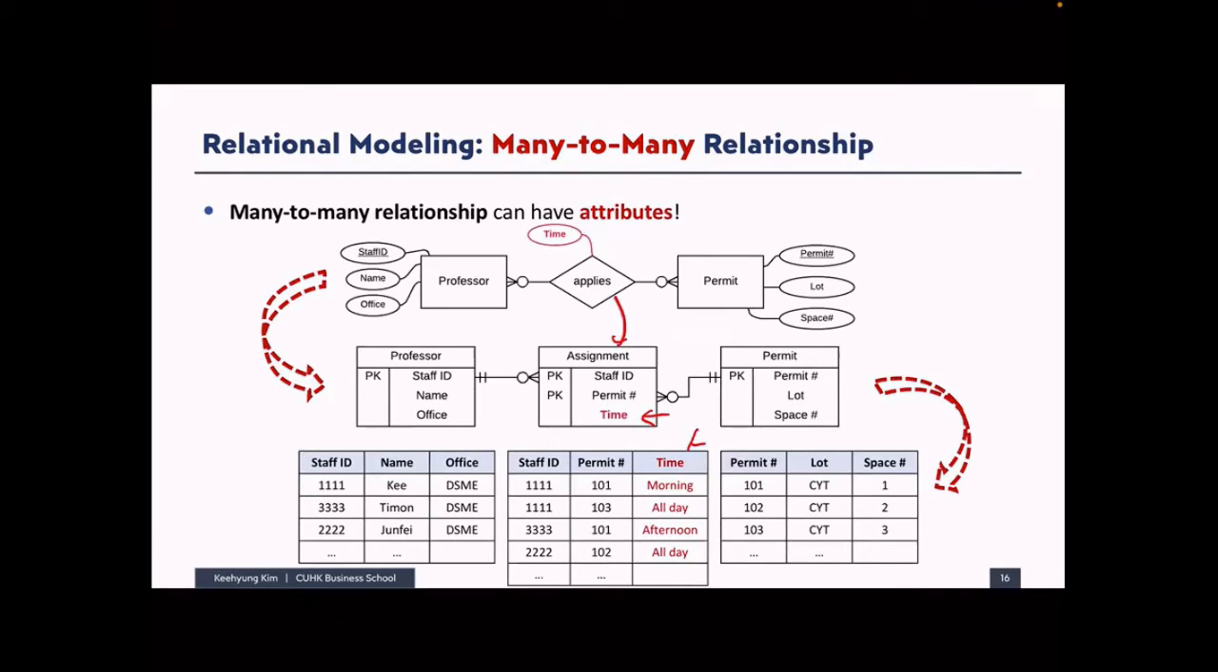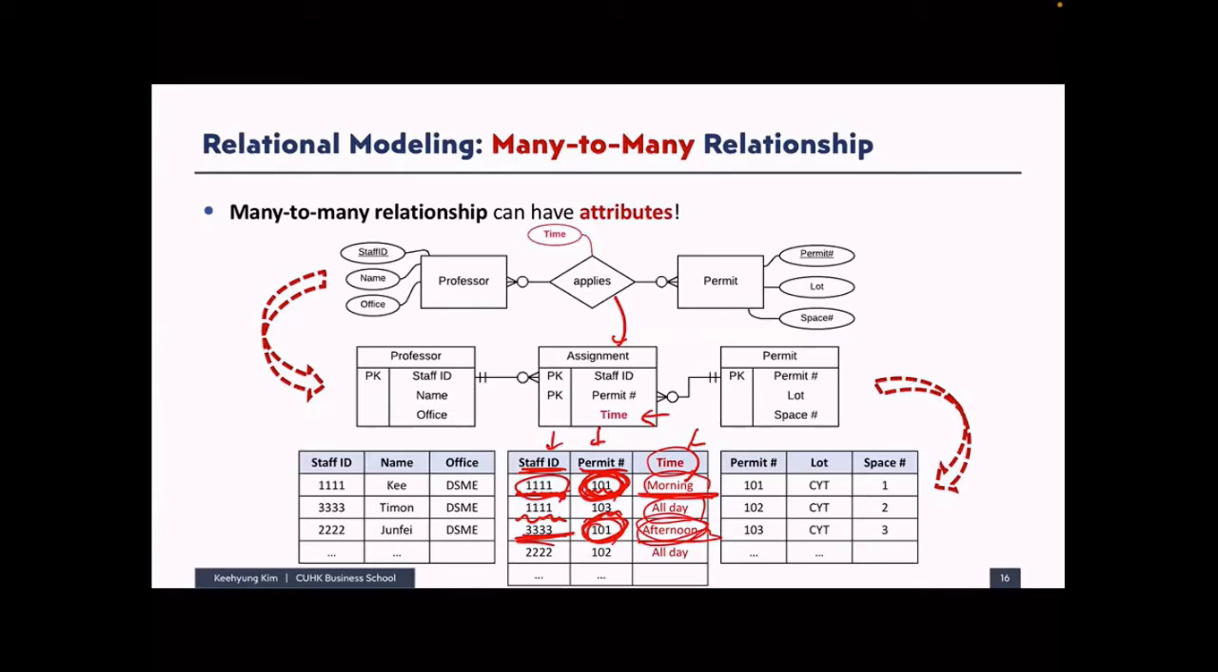So how do we interpret this? Because these 2 are primary key, this time information depends on step ID and permit number. This means that for step ID 1111, and his parking permit 101, he can use it only in the morning. And step ID 1111 has another parking permit 103, and he can use that for all day, or something like that. And if we only look at 101, parking permit 101 is shared by 2 people, 1111 and 3333. The first person can use it only in the morning, but for the same parking permit, the second person can use it only during the afternoon, like this. So that's how you can add an additional attribute into the assignment table, which is a many-to-many relationship, and that's how you can interpret the data.